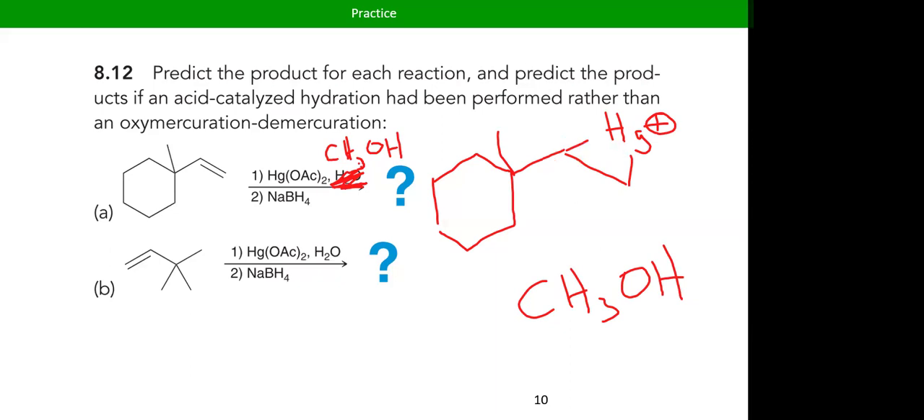Let me see if I can make this. If it wasn't CH3OH and it was just water, this step would look like that, right? A lone pair attacks the more substituted carbon. The more substituted carbon breaks the carbon-mercury bond, right? And then we add a proton transfer, and we would get a second intermediate.